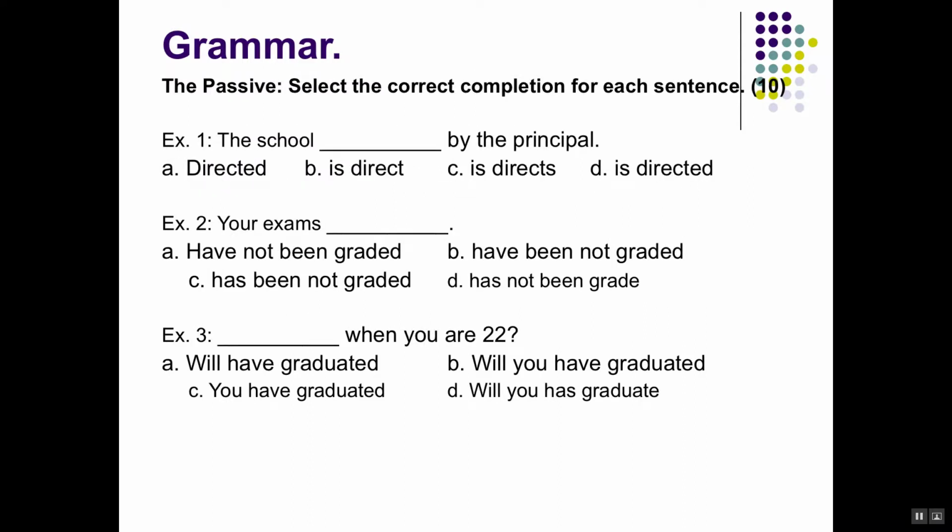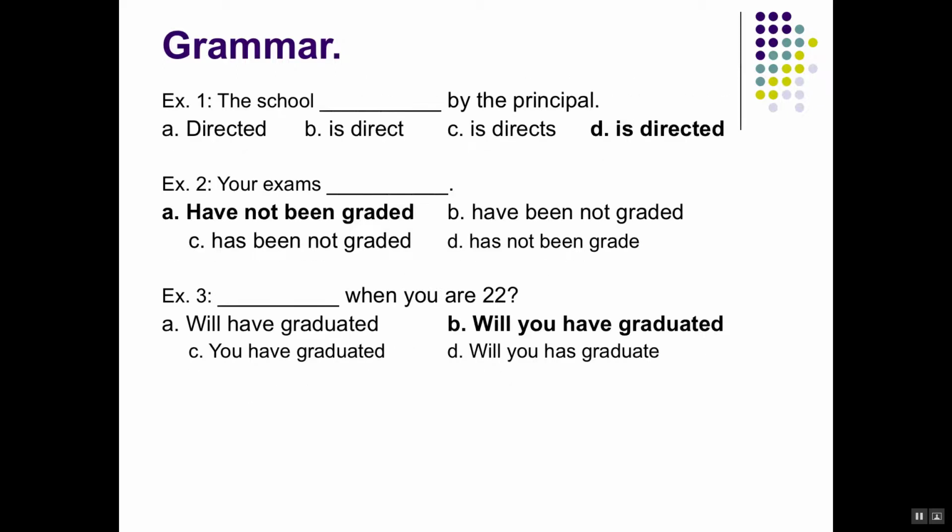There will be 10 items that ask you to select the correct completion for each sentence for passive verbs. Okay? So again, here's 3 examples. You can pause and try to do these yourself. And please refer to the online materials about the passive to study this form of the verb. The next slide will show the answers. And there they are. You can check your answers by pausing.